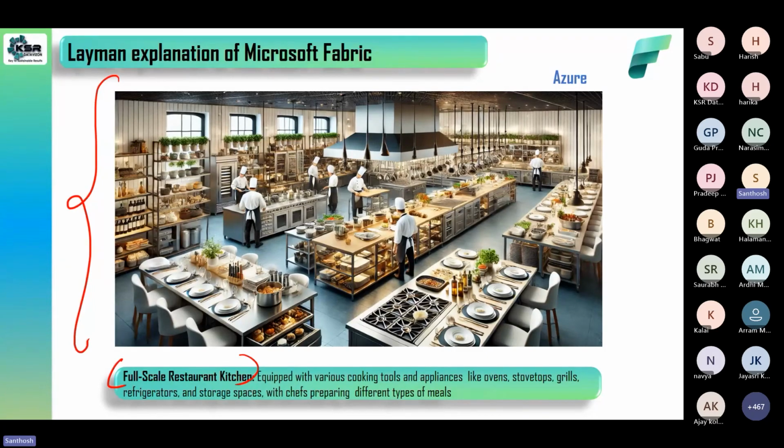You can see cooking, lots of chefs, lots of dining, lots of people, equipped with various cooking tools and appliances like ovens, stove tops, grills, refrigerators, storage, everything here. I can simply say it's all in one. You can get everything here, but probably I'm going to this restaurant only for eating ice creams.